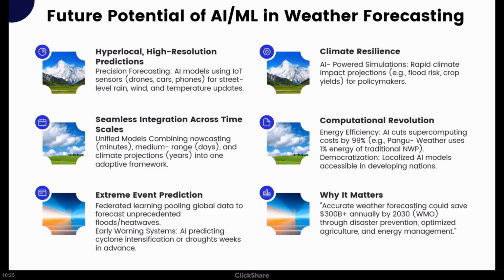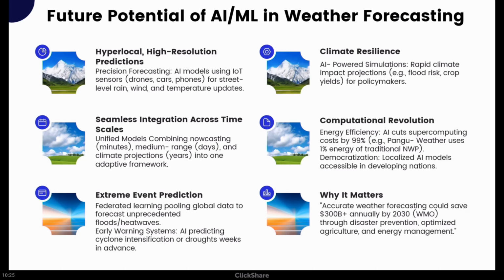Then computation efficiency is one of the important aspects, because here AI actually cuts the cost of supercomputing by 99%, because Penguin uses 1% of the energy of traditional NWP. So you can save much money.